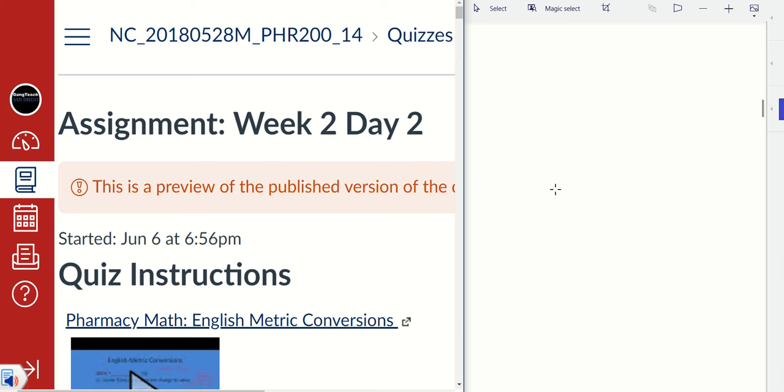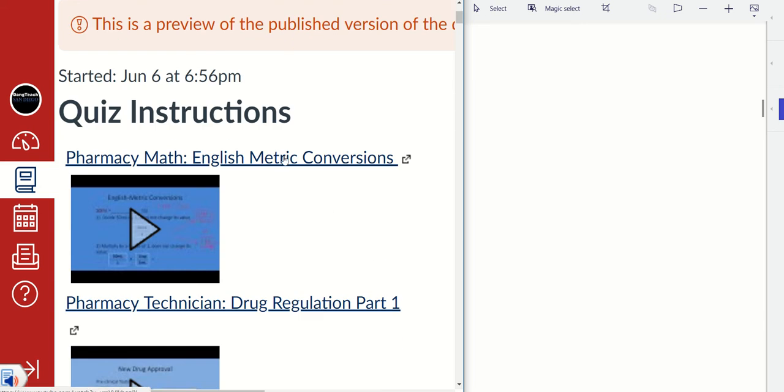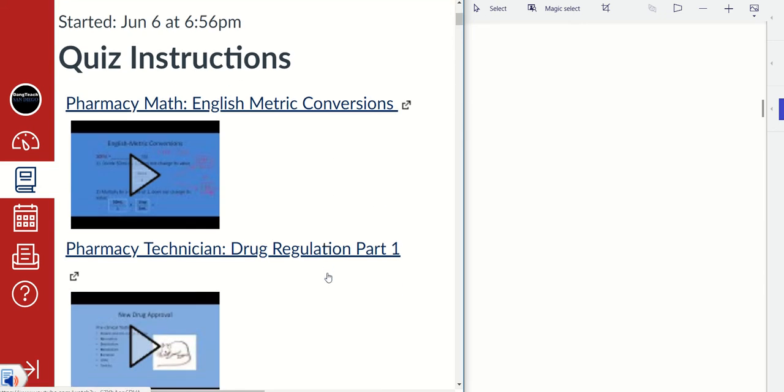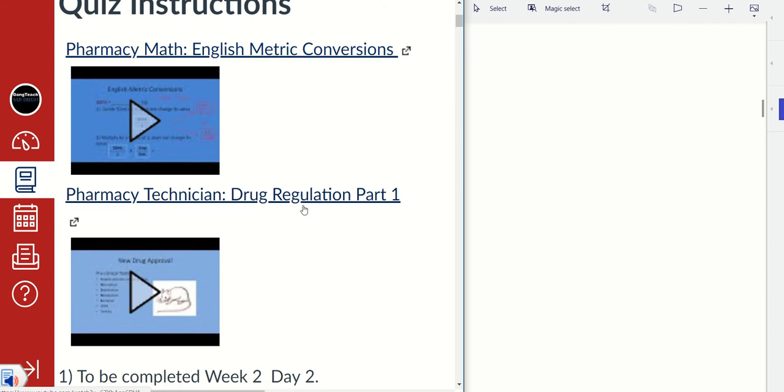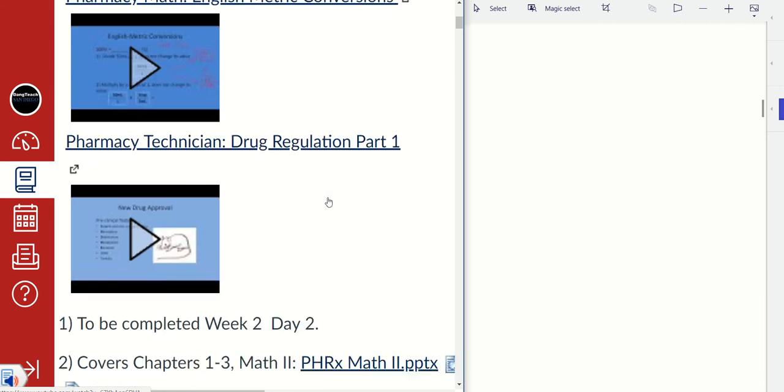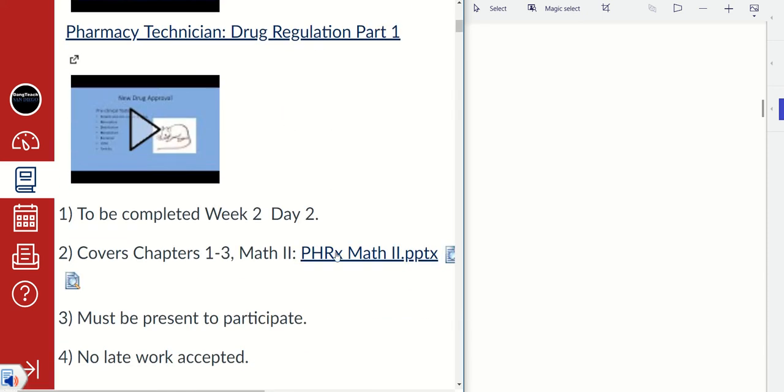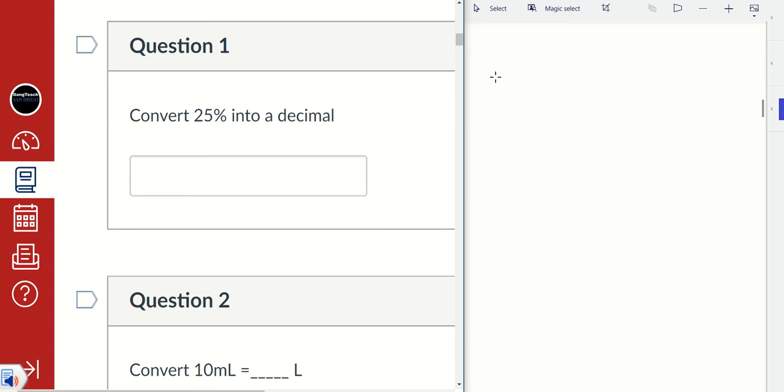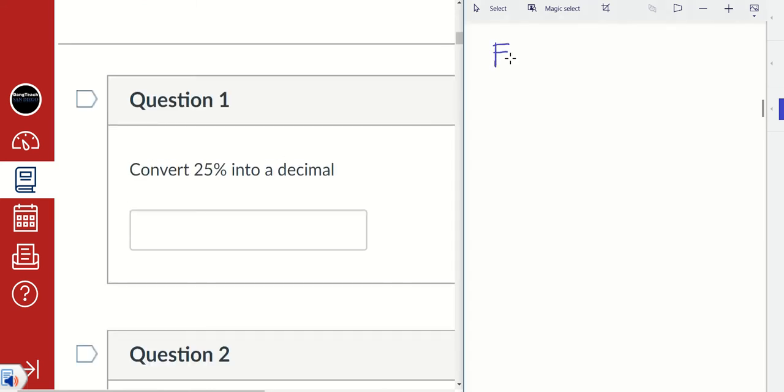All right, let's get into, what is this, Farm 200, week 2, day 2, our in-class assignment. It's going to cover math, little SIG codes, and regulation, drug regulation. So if you need to, review English metric conversion, fraction decimal percentages, and here is drug regulation part 1 and part 2.